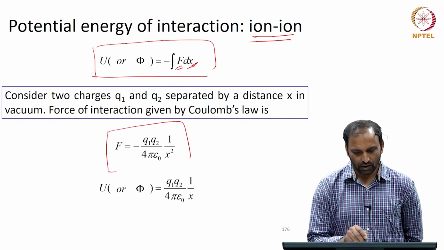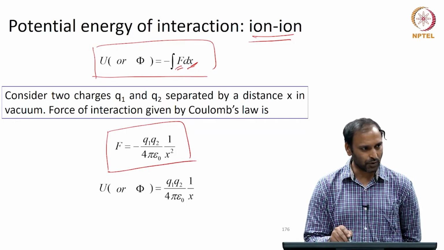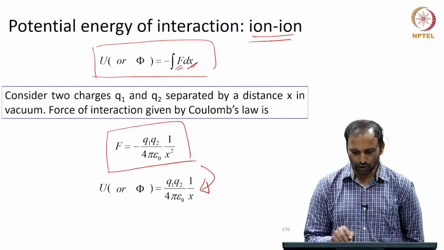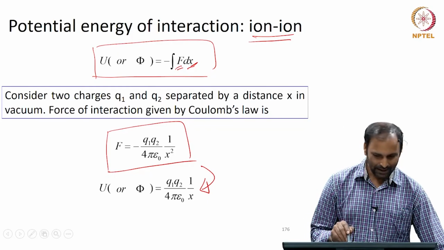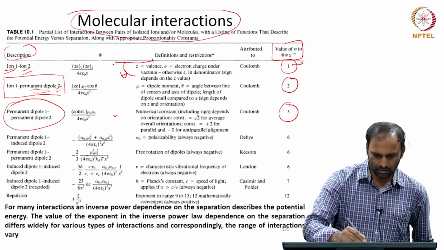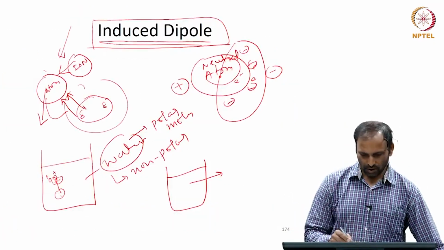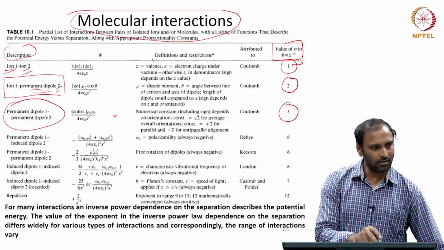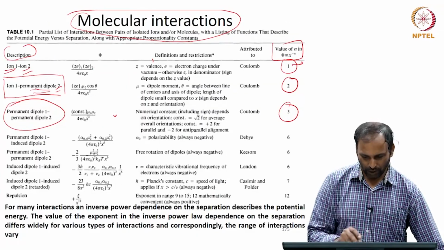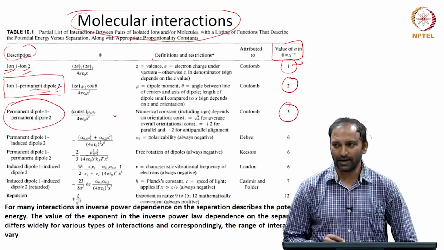The force, if you take two ions, goes as q1 q2 divided by 4 pi epsilon naught into 1 over x square. So, if I integrate that out, you get u to be q1 q2 divided by 4 pi epsilon naught, so 1 over x. This is exactly the first entry. If I wrap this up, that is actually your first entry. Only thing is q1 is Ze 1 and q2 is Ze 2, and you have 4 pi epsilon naught, that is this one, and 1 over x.